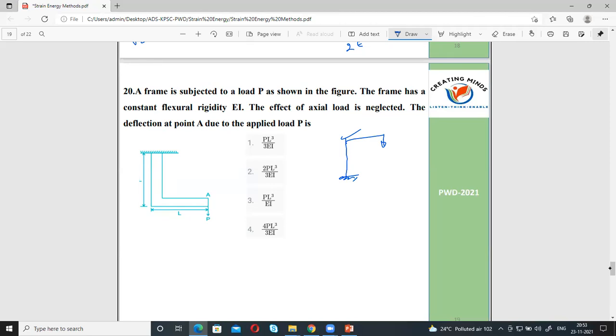Sir, I got option 4, sir. Option 4. So that will be 4PL cube by 3EI. That is right. You have to substitute in the frame. If you are getting the answer 4PL cube by 3EI, or just check, no problem. I am giving this as optional. Don't go for this particular thing. If you are getting the others, you just discuss in the next class. No problem. Okay, we'll move on to, I think, the last question.